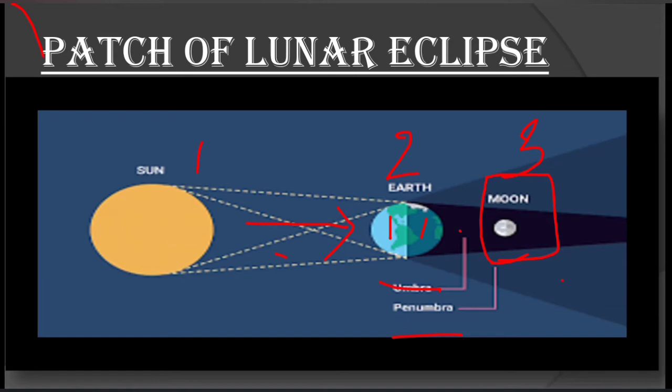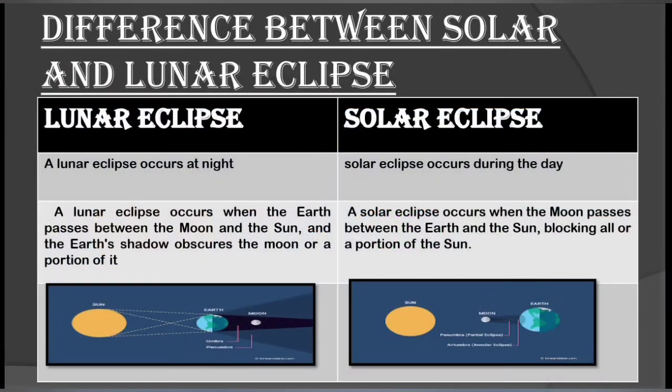Let's move on to the next step. Difference between solar and lunar eclipse. Lunar eclipse. A lunar eclipse occurs at night. A solar eclipse occurs during the day. A lunar eclipse occurs when the earth passes between moon and sun, and the earth's shadow obscures the moon or portion of it. So what happens in lunar eclipse? The earth will be hiding the moon or a portion of it.